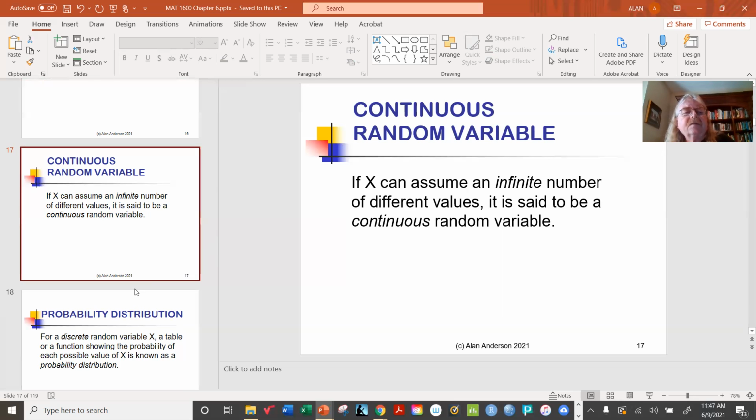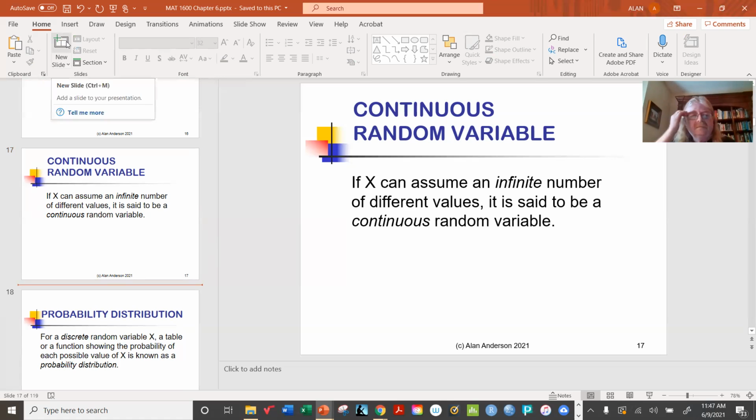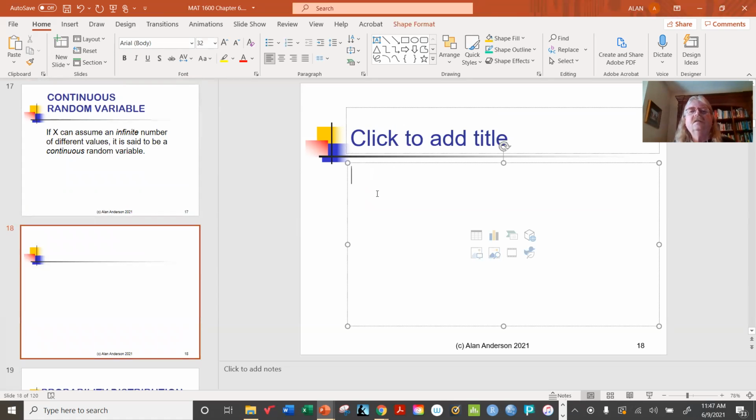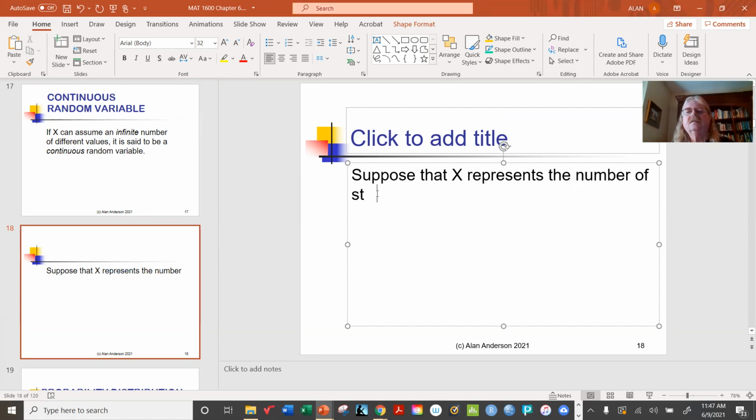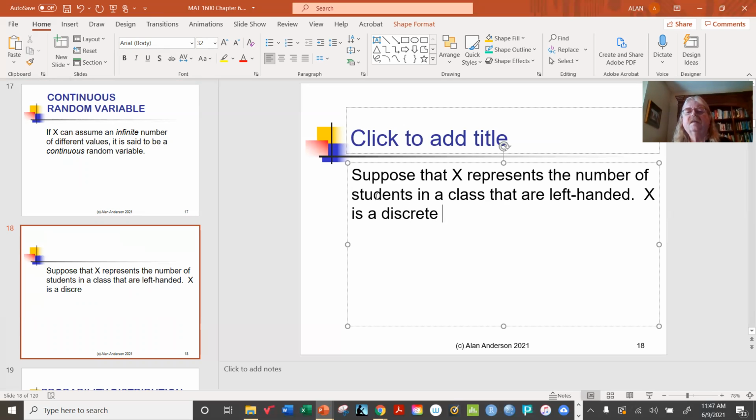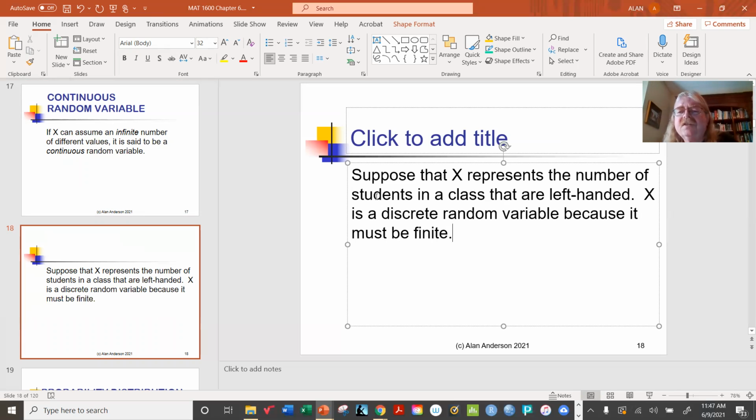All right, let me show you a couple of quick examples of this before we get any further into this. Suppose that X represents the number of students in a class that are left-handed. Okay, X is a discrete random variable because it must be finite. In other words, you can't have an infinite number of students in the class in the first place, much less an infinite number of lefties.